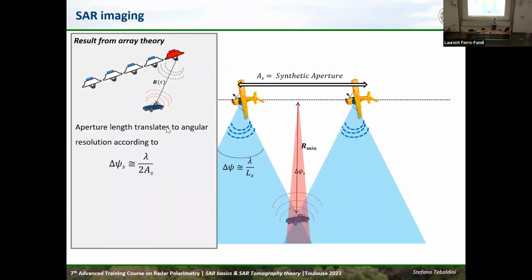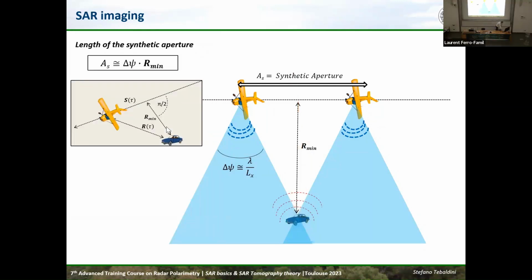Now, an interesting thing is that the synthetic aperture actually is not fixed. You see, we say that the synthetic aperture is given by the beam width, this delta psi, and this is a fixed parameter. It just depends on the antenna that you are using, and it's multiplied by the distance. So this means that as the distance increases, also the synthetic aperture increases. So the synthetic aperture is not a fixed parameter, but it is something that changes for every target.